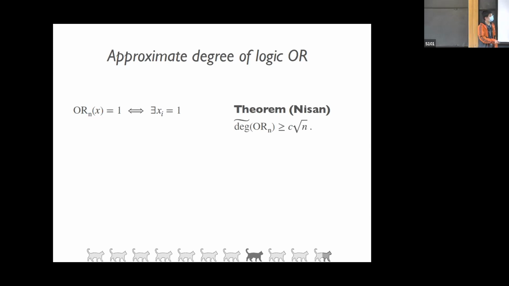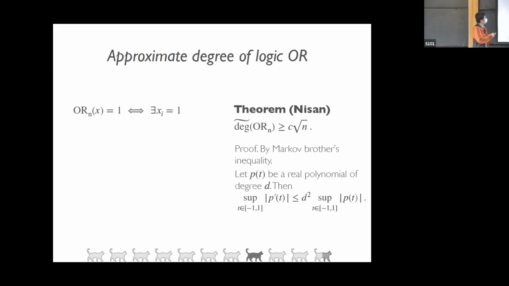And we have a matching upper bound. So we have quantum algorithms that use square root of n queries, and we can actually construct a polynomial of this degree. But let's just focus on the lower bound side. This can actually be proved. This is a straightforward application of the Markov brothers' inequality.